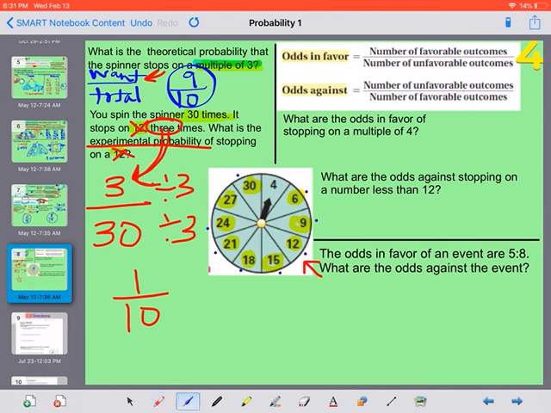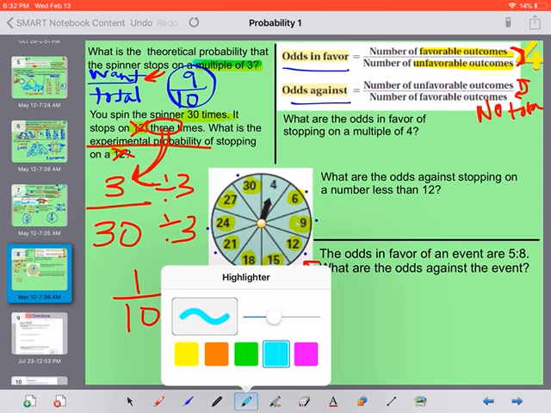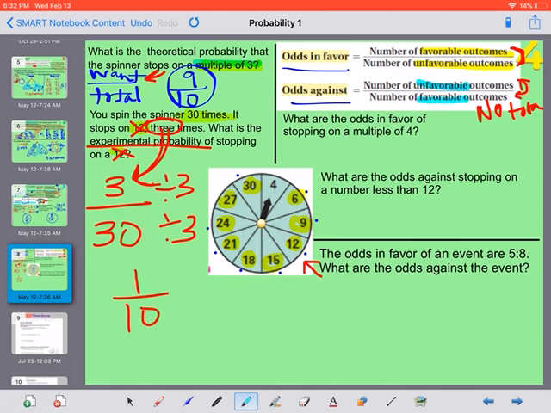The last thing we need to learn here is what's called odds. Odds in favor or odds against something. So odds in favor is the number of favorable outcomes, how often something is likely to happen, out of the number of unfavorable outcomes. Notice that there is no total. However, these two pieces added up should equal the total number of choices. And then odds against is the same, just they're flipped. We're looking for unfavorable out of the favorable.